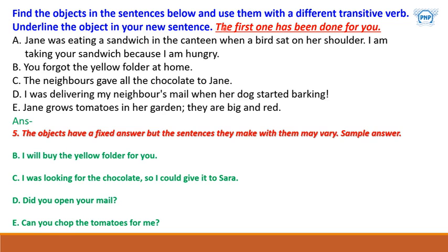So we have to do one thing. We have to find out the object from the given sentence and we have to use them with a different transitive verb. That's it. Like in B here, you forgot the yellow folder. Object is yellow folder. Here the object is chocolate. Here the object is mail. And last one, the object is tomatoes.